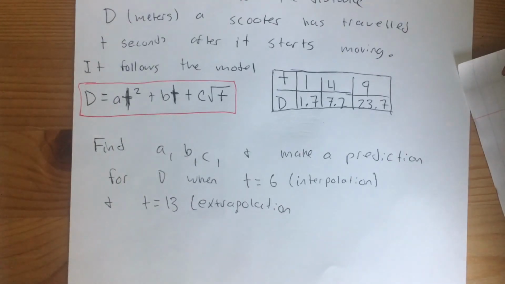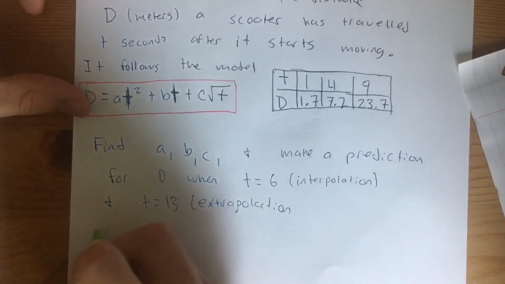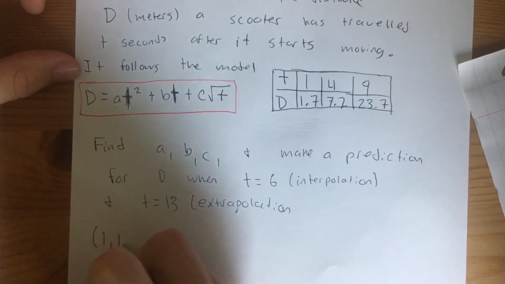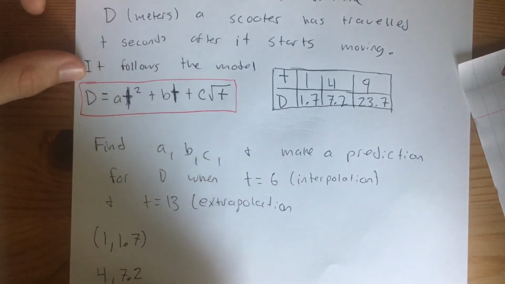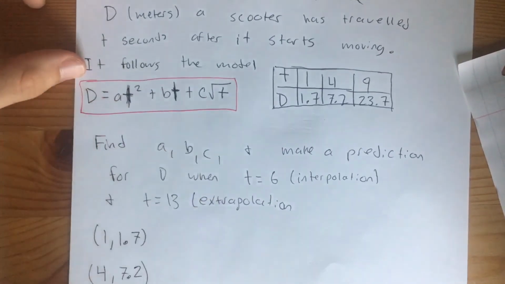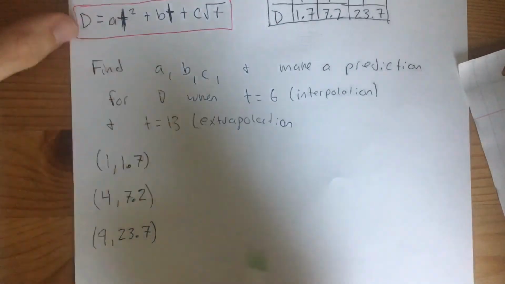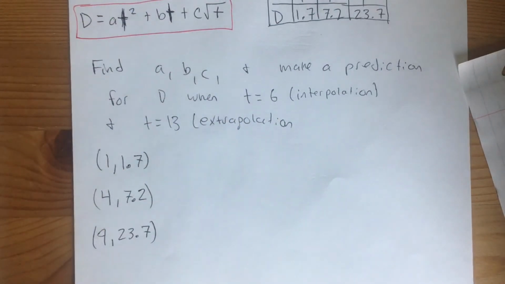When we write these, we're going to have to use these coordinates again. So 1, 1.7, 4, 7.2, 9, and 23.7. And substitute those in. So what I want you all to do is see if you can do this one on your own, and I'm going to post the answer to that on Canvas for after you've watched this.